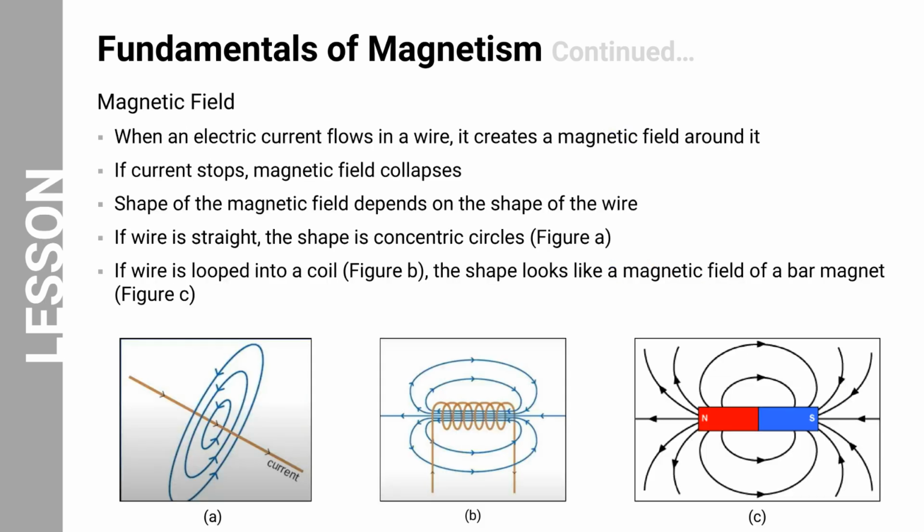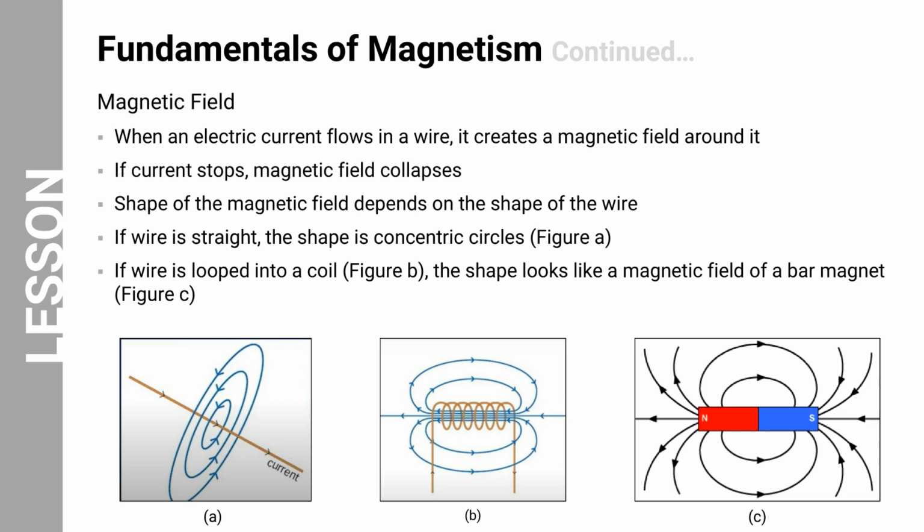When an electric current flows through a wire, it generates a magnetic field around the wire. The shape of this magnetic field depends on the shape of the wire. If the wire is straight, the magnetic field forms concentric circles around the wire as seen in Figure A. However, if the wire is looped into a coil as in Figure B, the magnetic field resembles that of a bar magnet, with field lines flowing from one end of the coil to the other as seen in Figure C.